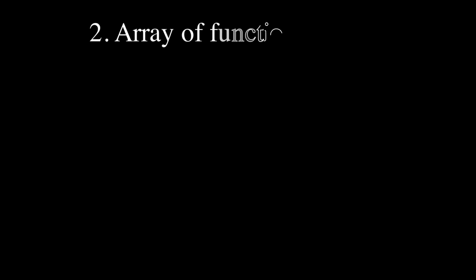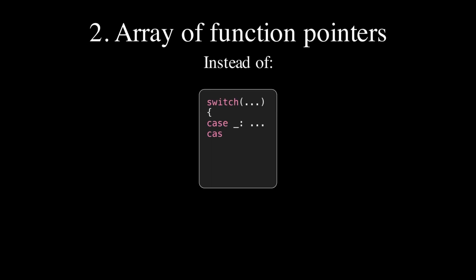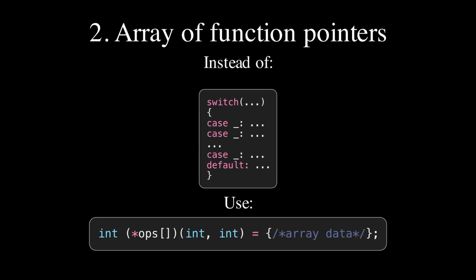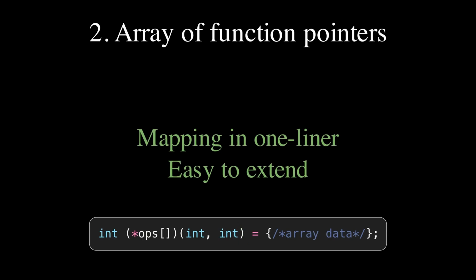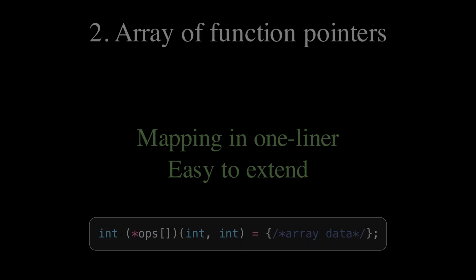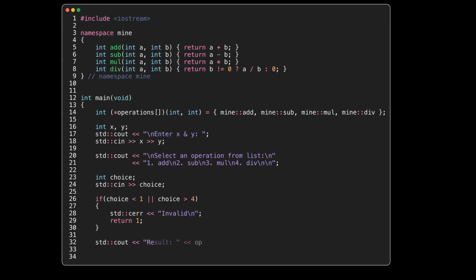The second trick we call the array of function pointers. Again, instead of using a switch statement, we can build an array of function pointers and index it directly. This turns the mapping into a one-liner, and it's super easy to extend in the long term of development. Here we have zero branching code. The operations array holds the function addresses, and getting an element gives us the right function instantly.